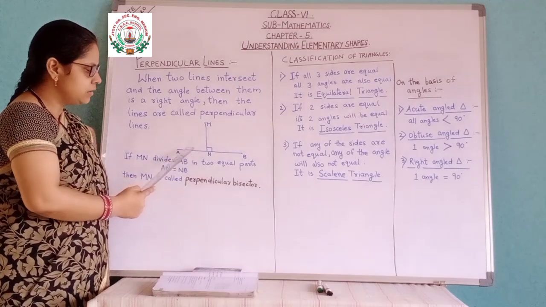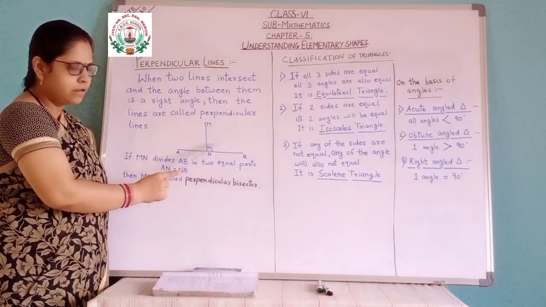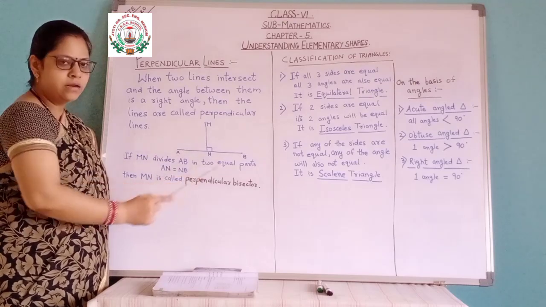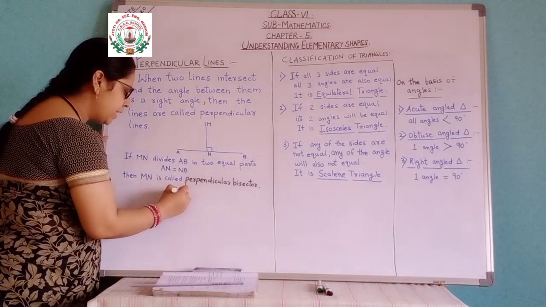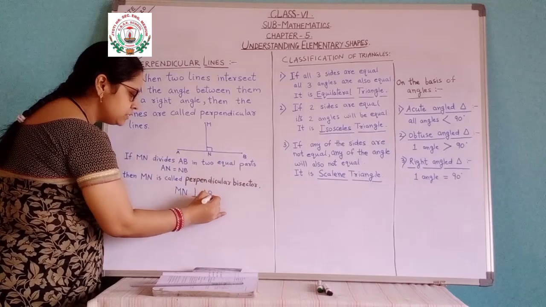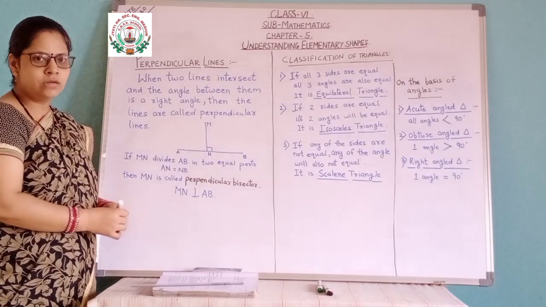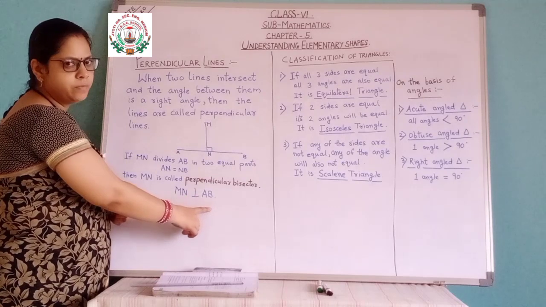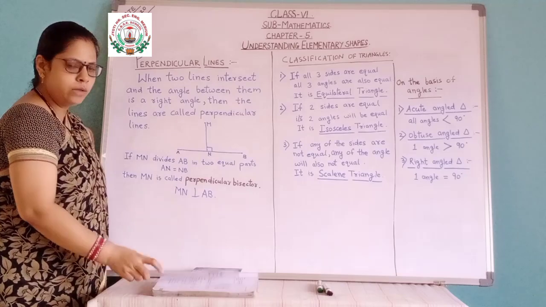As it is given here, line AB and line MN. It is forming a 90 degree angle when it is crossing. So this line MN is perpendicular to line AB. It is actually written as MN perpendicular to AB. This is the short form of showing while writing in any solution. If you are writing in this way, then it is understood that MN is perpendicular to AB. This is showing the perpendicular sign. So MN is perpendicular to AB.